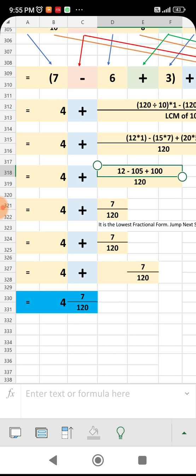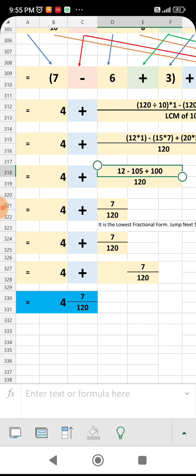Look at here, 12 minus a number, first a number, then a minus, then a plus. Okay, how can we simplify these numbers? First we have two plus numbers, positive numbers. In this case, don't calculate 12 minus 105 first. First, add all the positive numbers, all the same sign numbers.